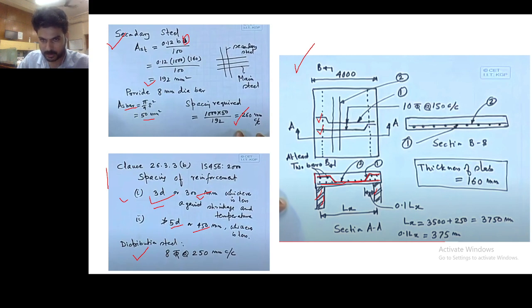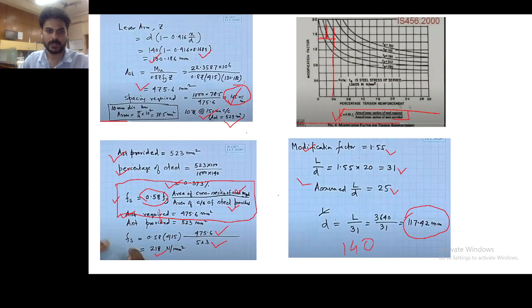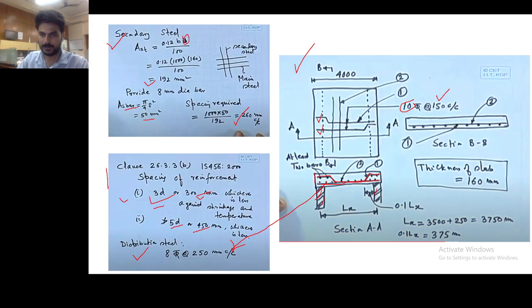These dots are the secondary reinforcement. And the primary reinforcement we already have calculated, which is 10 mm bar at 150 center to center, which is given here. Any problem in this figure?